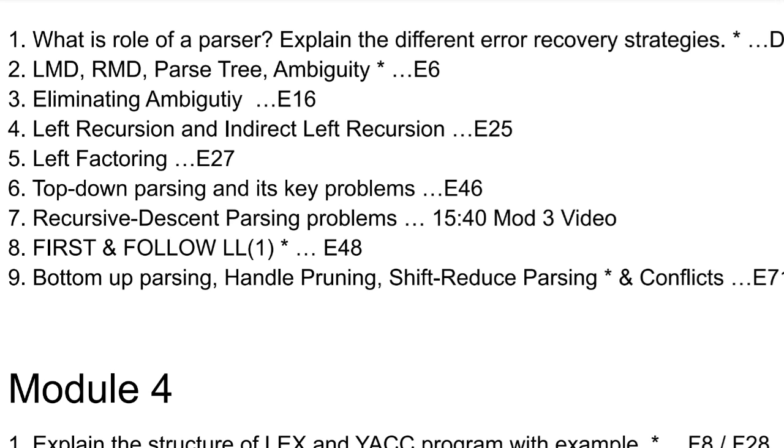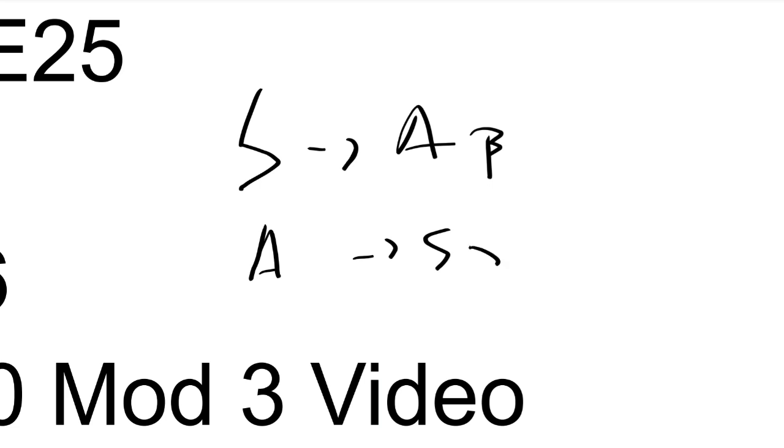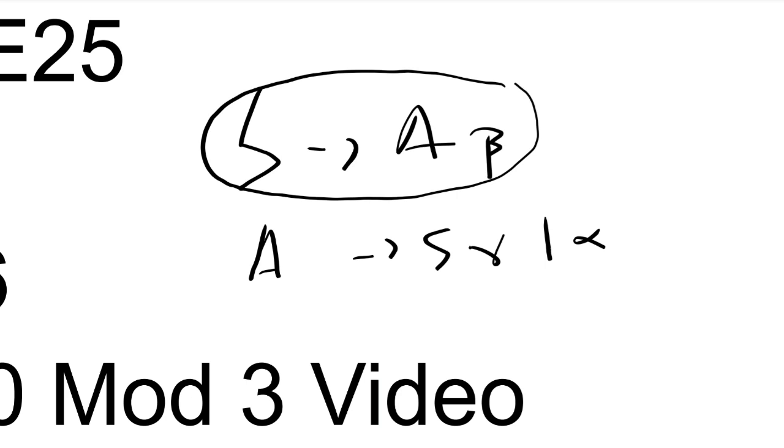Next we have left recursion and indirect left recursion. So for indirect left recursion, I can give you an example. For example, if we have S goes to A beta, and A goes to S gamma or alpha, like that. If it is there, what we are supposed to do is replace this here. If you observe carefully, S goes to A, again A goes to S, again S goes to A, again A goes to S, like that it will keep on happening.